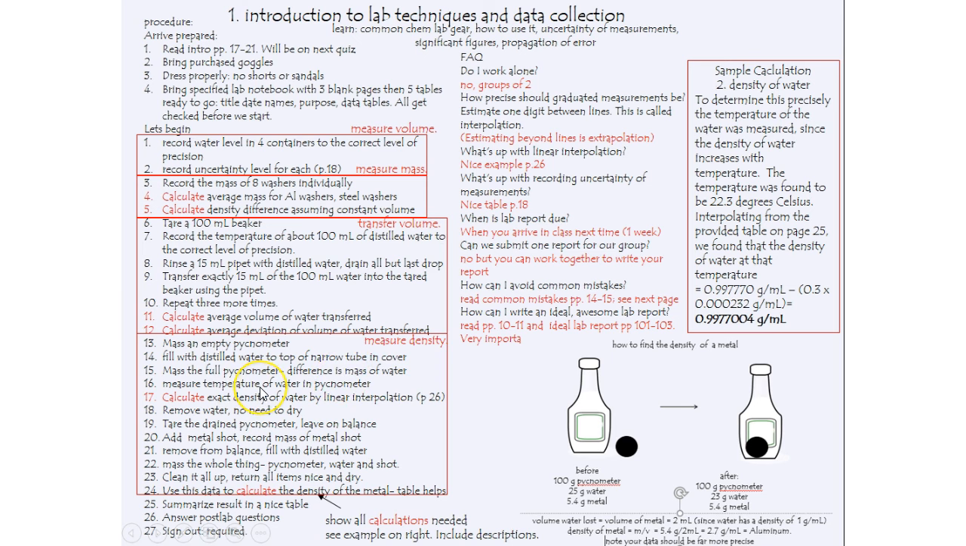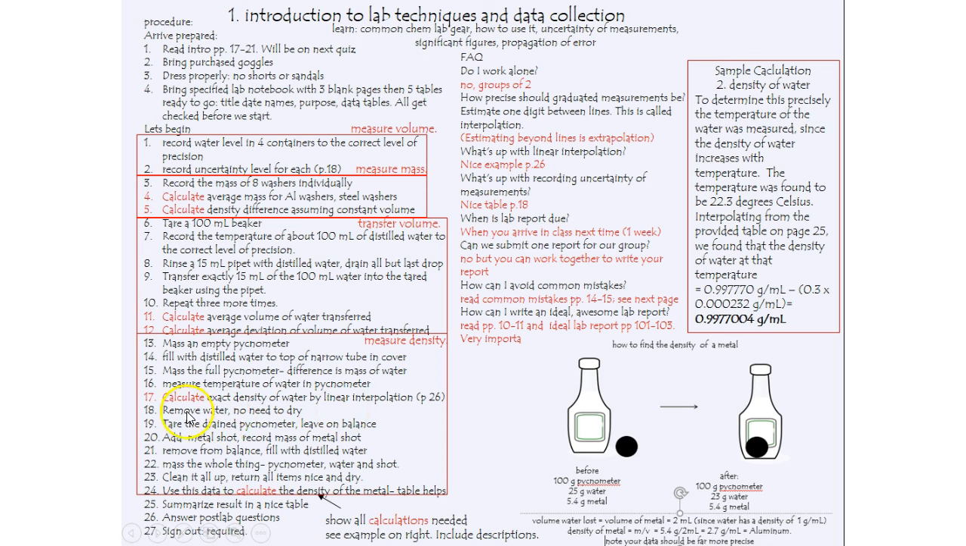We'll measure the temperature of the water as we've done before in the pycnometer using a stick thermometer. Use the correct level of precision. We'll calculate the exact density of the water by linear interpolation. And if you're not sure what they're talking about, it's straightforward. Just take a look at page 26. It has to do with the fact that water does vary in its density depending on the temperature. And if you have a table of densities at given temperatures, and you're somewhere in between those, you should be able to use that data to get accurate in-between data. That's the interpolation, and there's a sample calculation there.